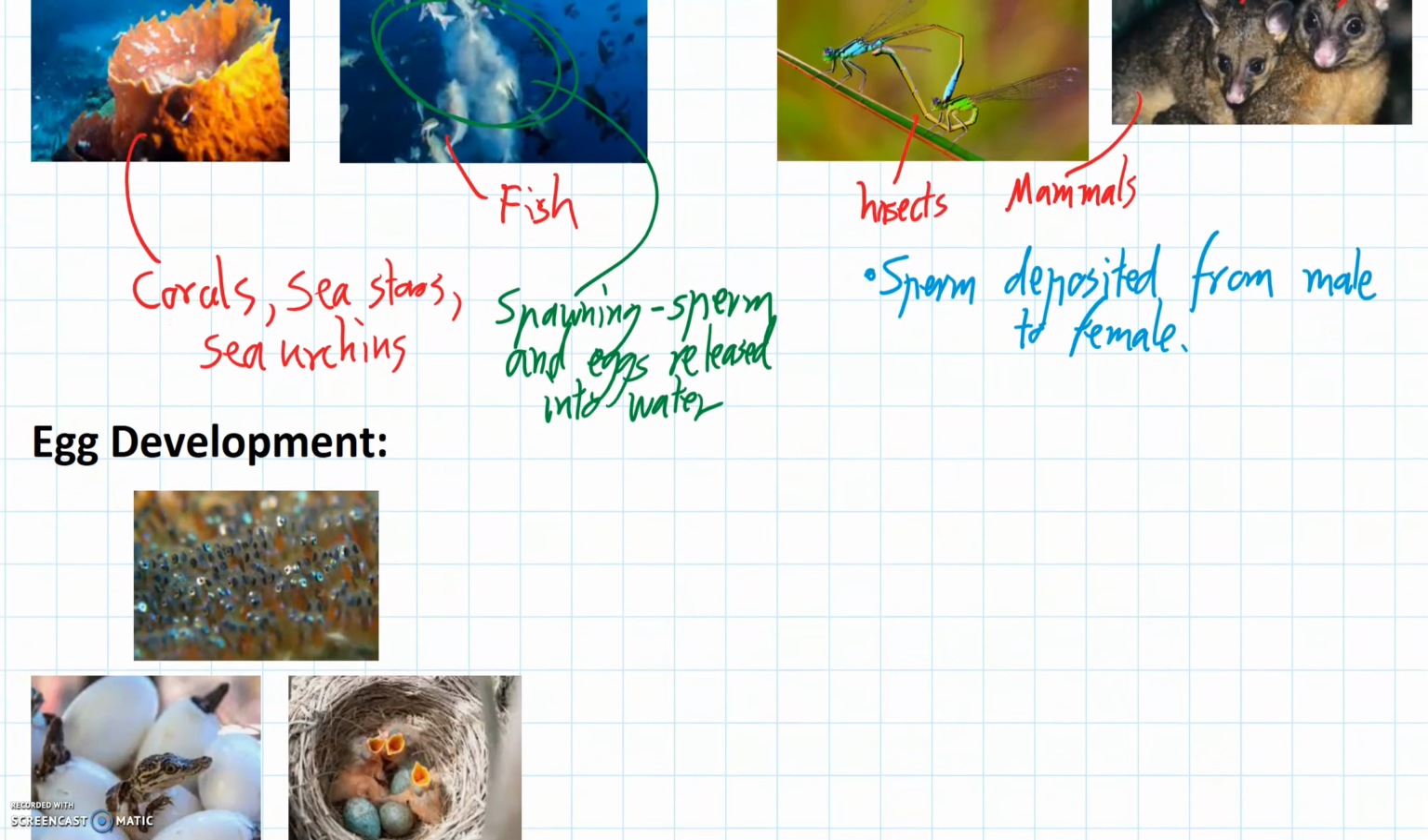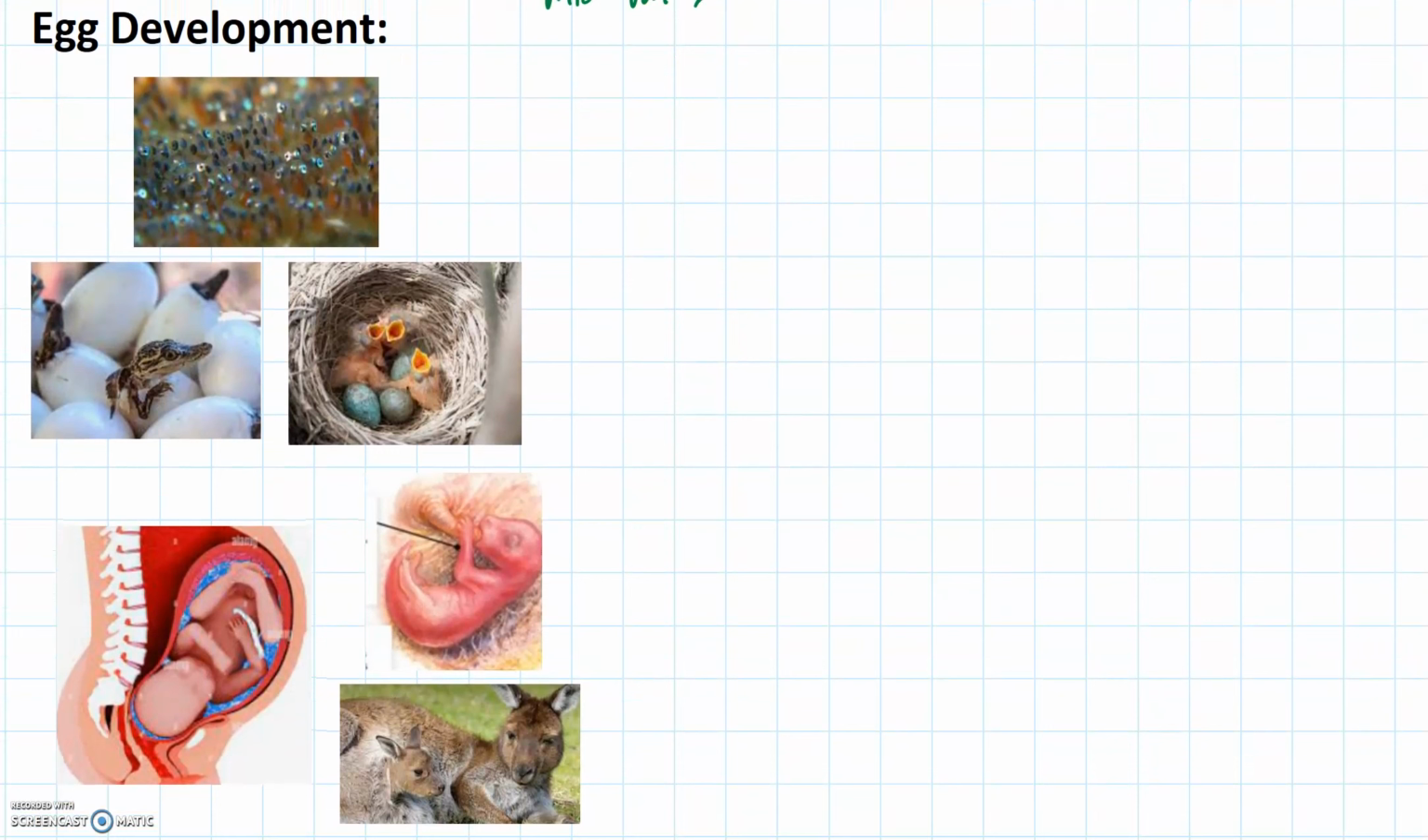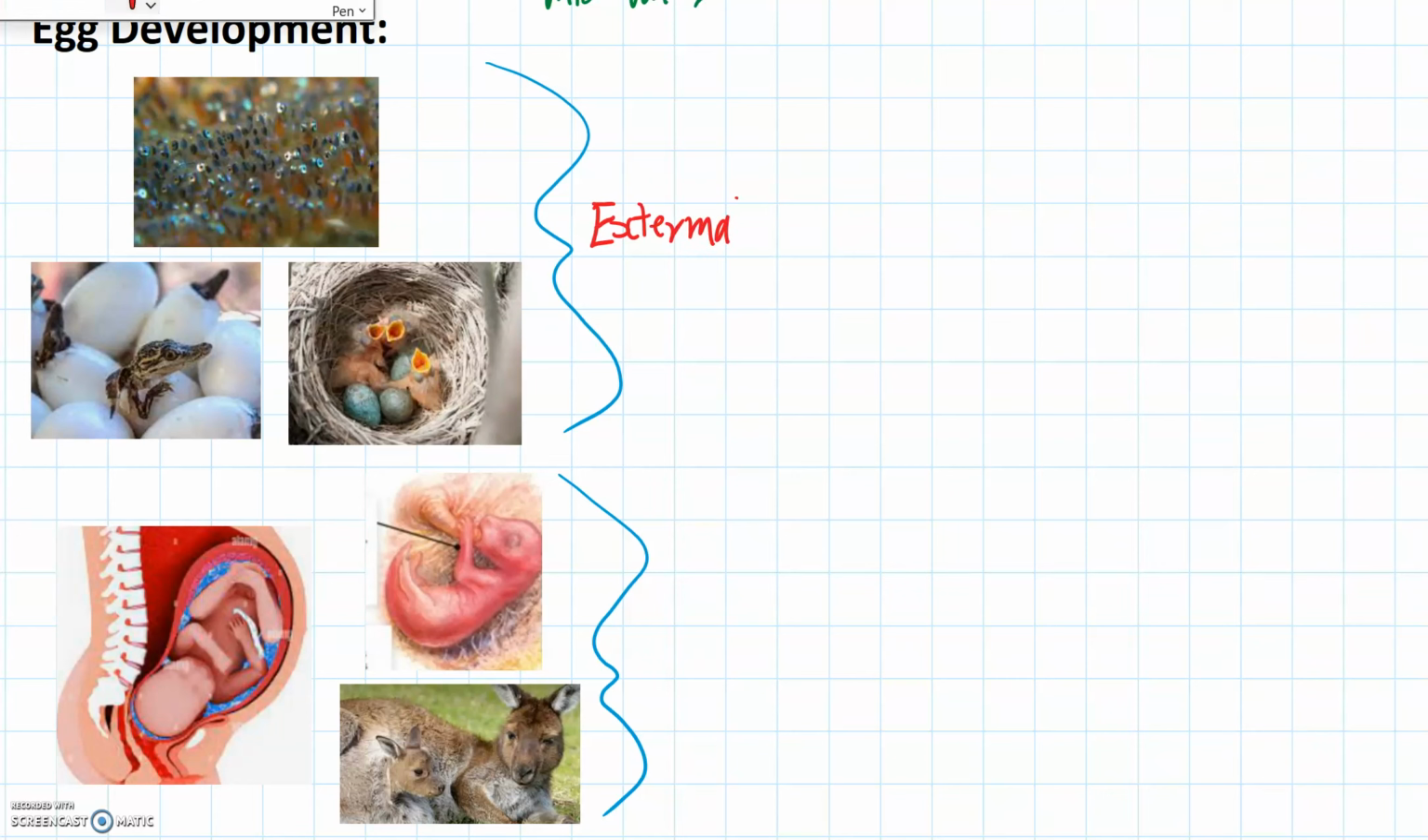Okay, so once that fertilization has happened, then the egg needs to develop. And there's a few different ways that have evolved for the eggs to develop as well. We're going to split them up into internal and external again. So if the eggs develop externally, that means that the female either lays the eggs or they get released early on, like in sea creatures. So let's have a look at those two.